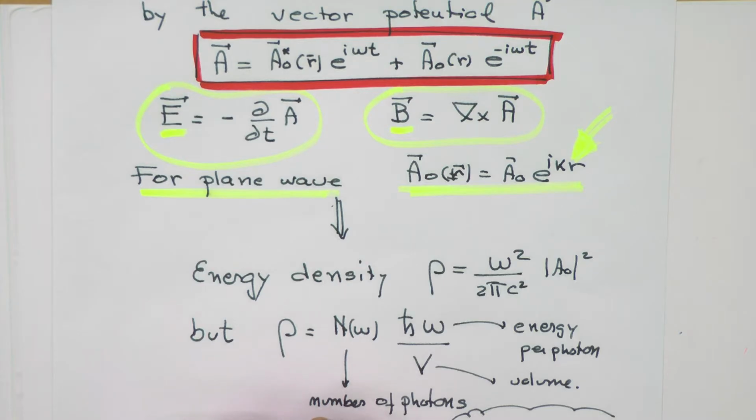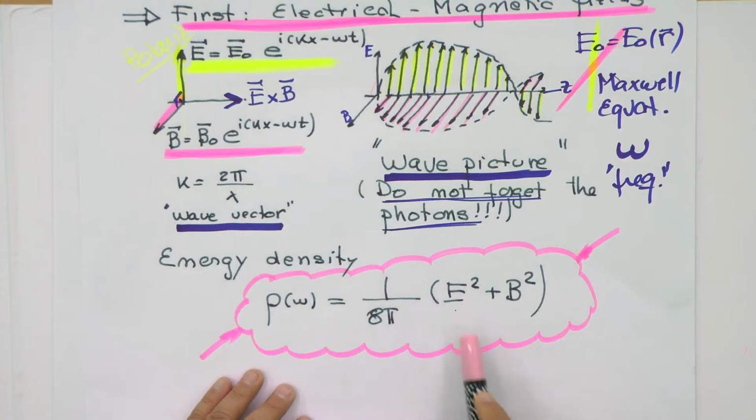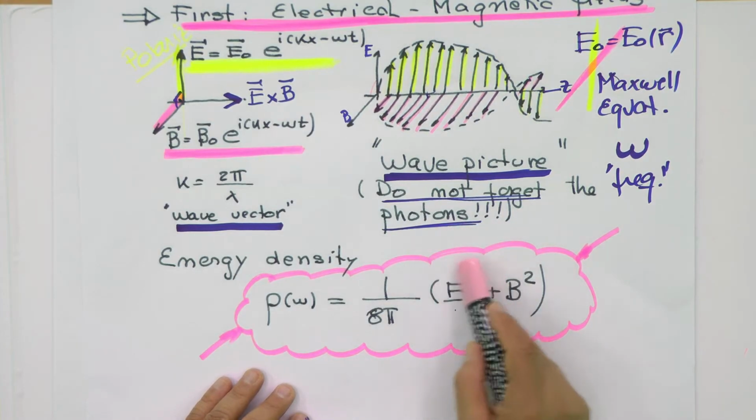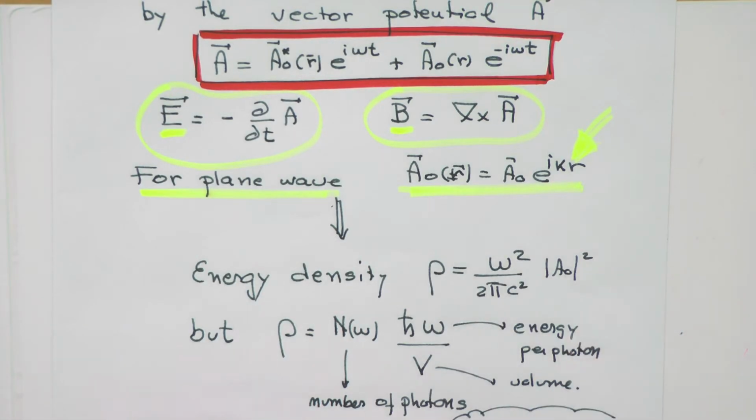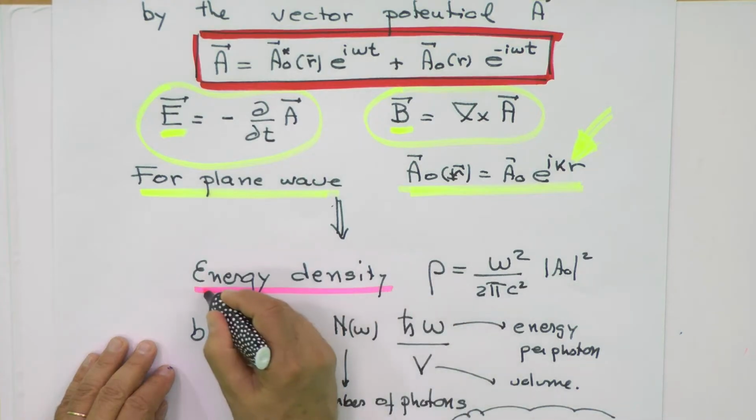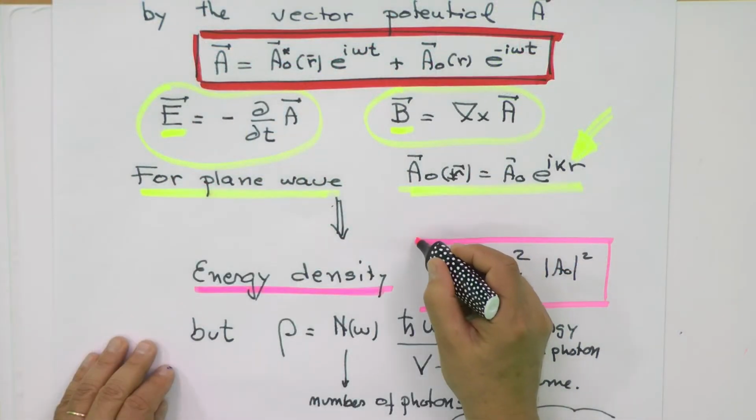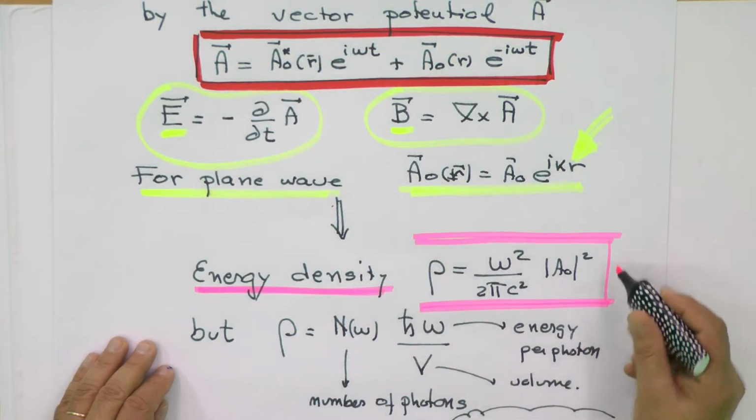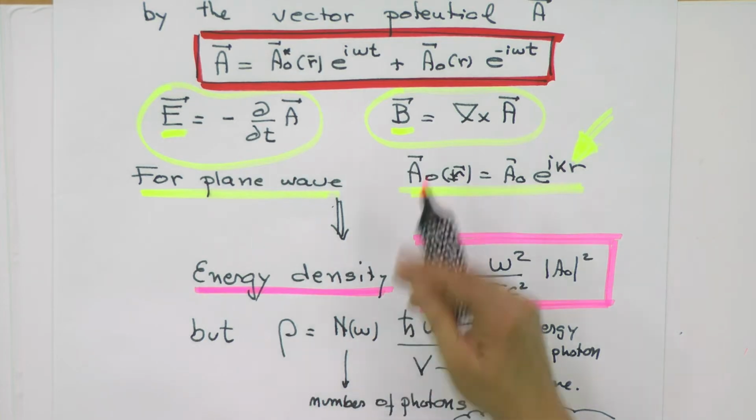We can then express E and B with A. And when we do that, we go back to the energy density and we put in the place of E and in the place of B their corresponding expressions with respect to A. And it turns out something very important, that the energy density is now expressed in terms of the amplitude of the vector potential.